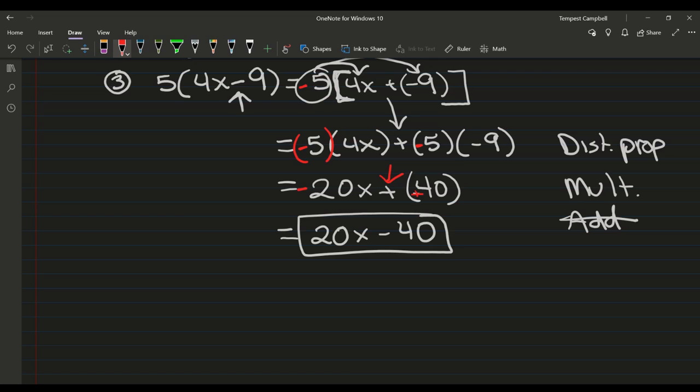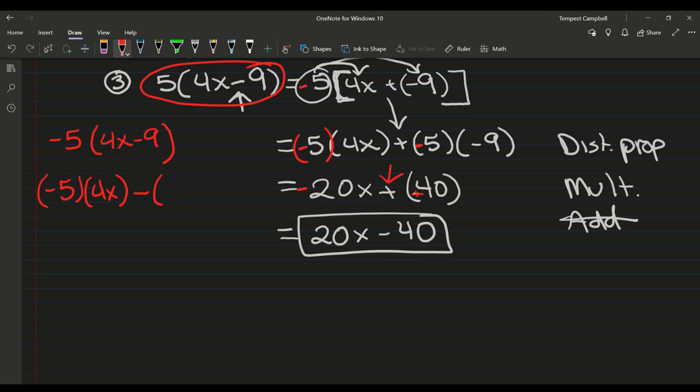If you kept it like this, then you would have negative 5 times 4x minus 9. You would then probably do, okay, negative 5 times 4x, and then minus, and then have our negative 5 times a positive 9. And so then we would end up with negative 20x, and then minus negative 40.